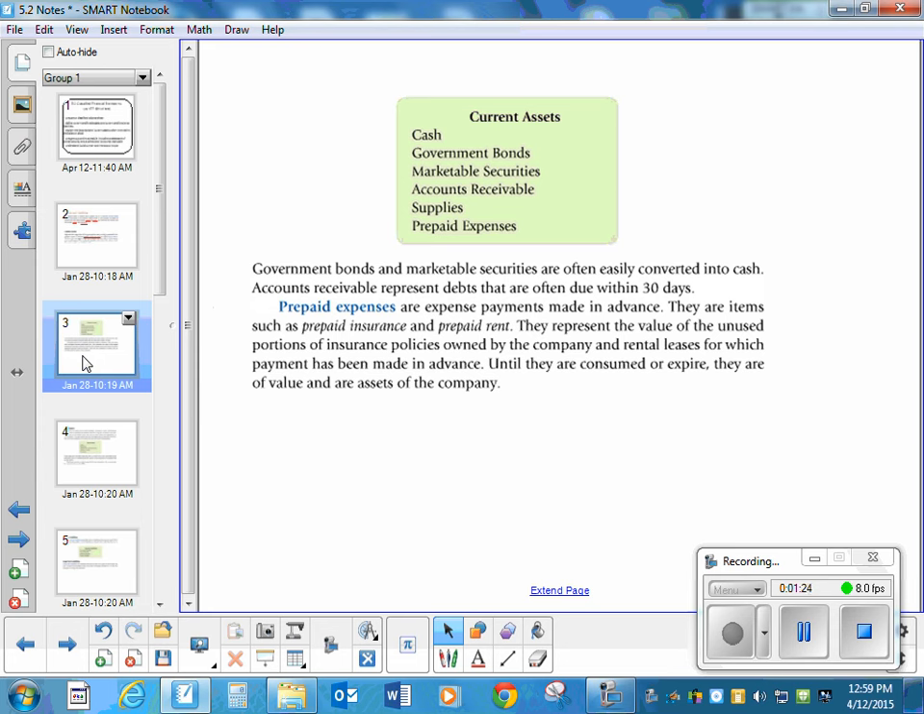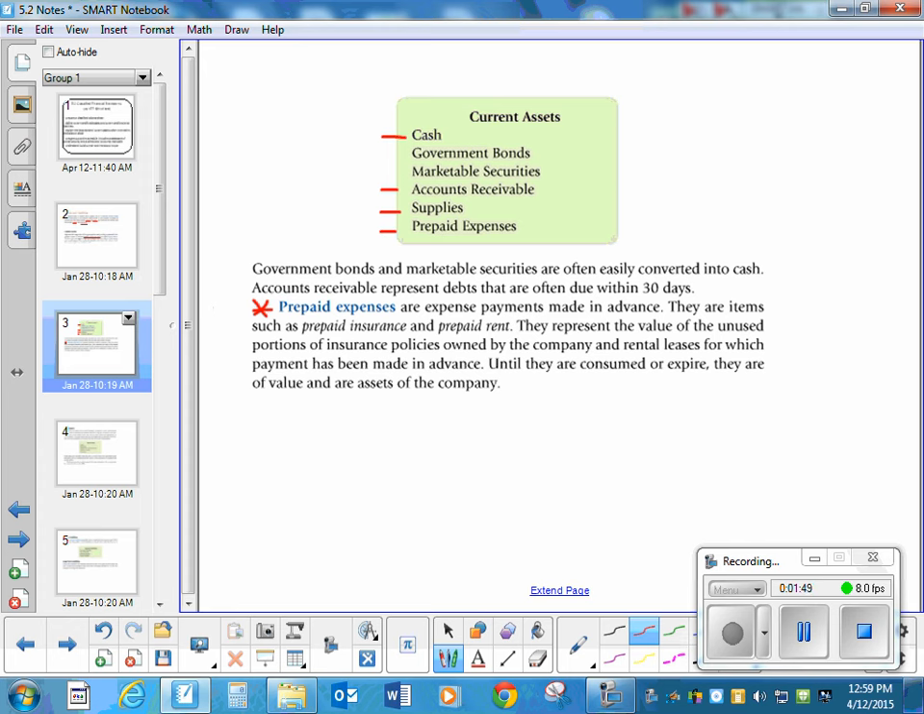So here are some types of current assets. We have cash, government bonds, marketable securities, accounts receivable, supplies, and prepaid expenses. For accounting 10, these are the four that we talk about. We haven't really talked much about prepaid expenses yet. These are payments made in advance. They are items such as prepaid insurance and prepaid rent.